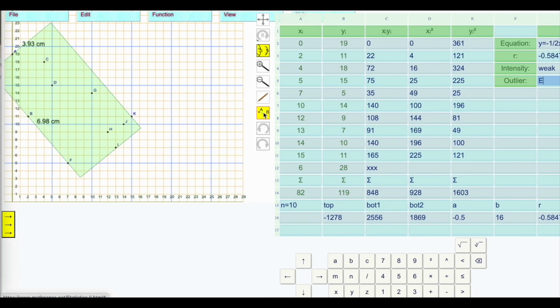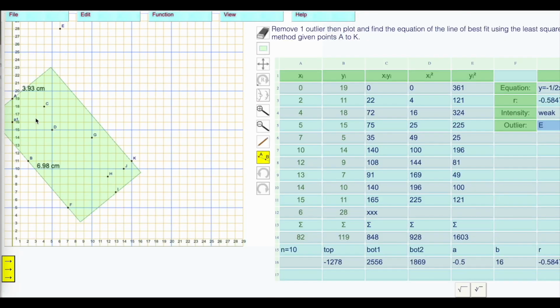16 is the b value. Here's my b value. My initial value is 16. The slope is negative 1/2, over 2 down 1, like that. So this is the line of best fit. It does go through this rectangle.